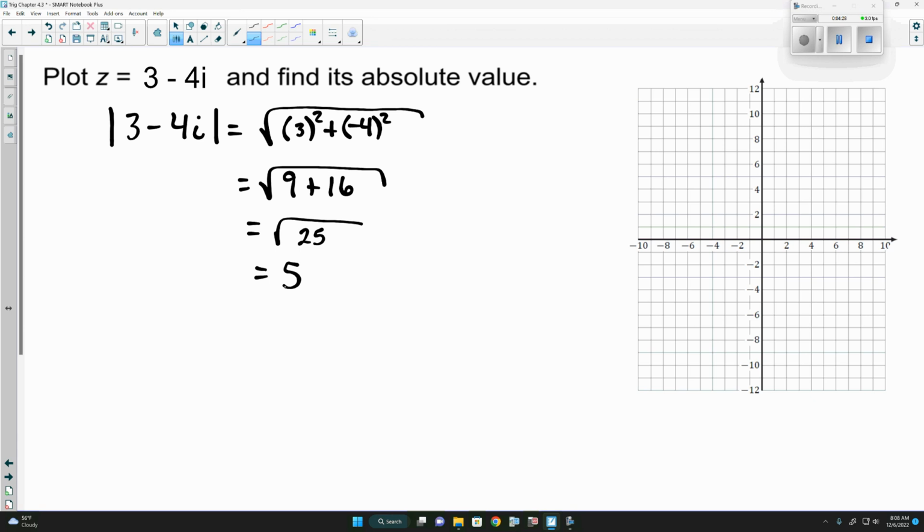Now, if we graph this, we would go over 3 and down 4. Now, the absolute value does make sense because really we're just finding the distance from 0. And we're told that the side lengths are 3 and 4, so the hypotenuse is 5. That's also where we got the square root of 29 on the last problem. It's just the distance from 0, or the length of that vector. But that's it.